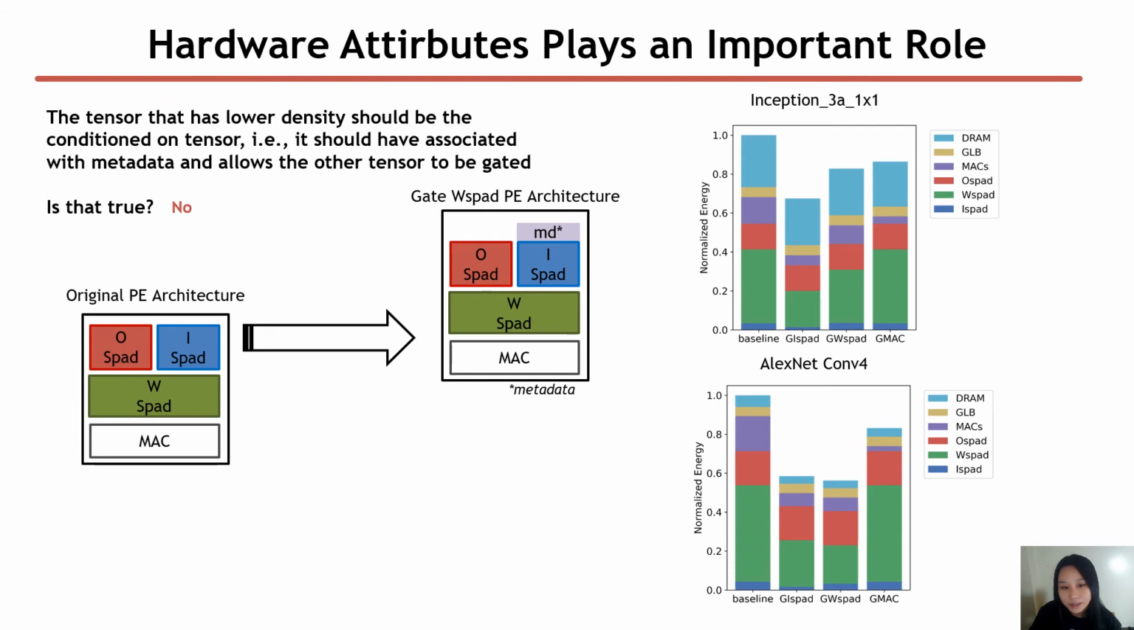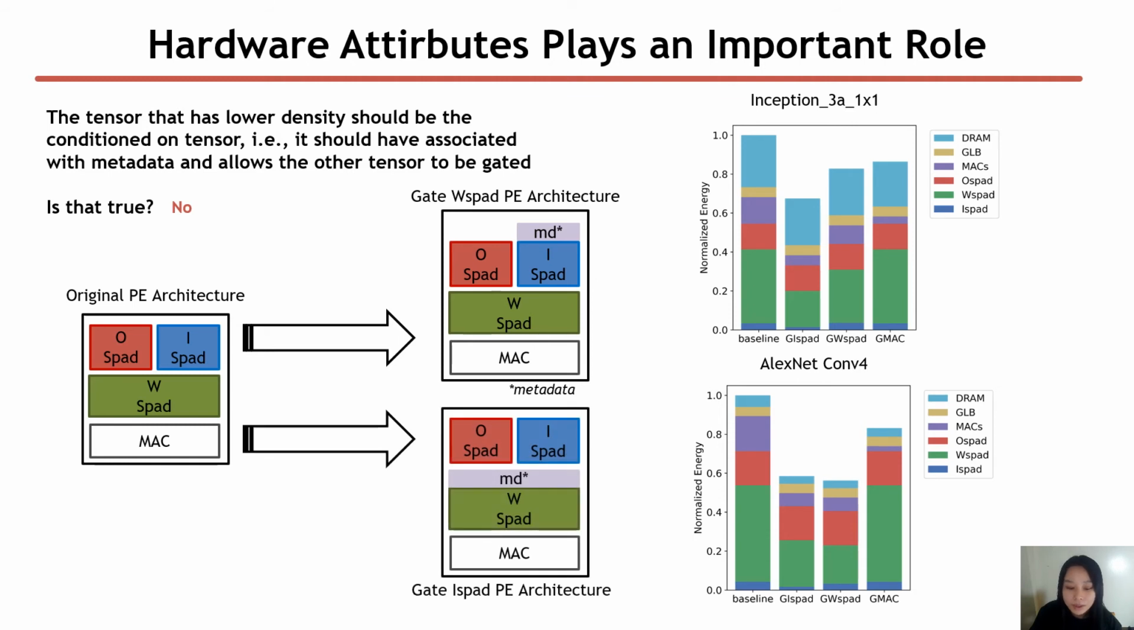And by the way, gate weight scratch pad is the third column here. So essentially, in order to do the third column, we're adding some extra hardware to store the metadata for input activation. And we'll read out the metadata for input activation as well as the input activation in order to decide whether your corresponding weights data will be gated.